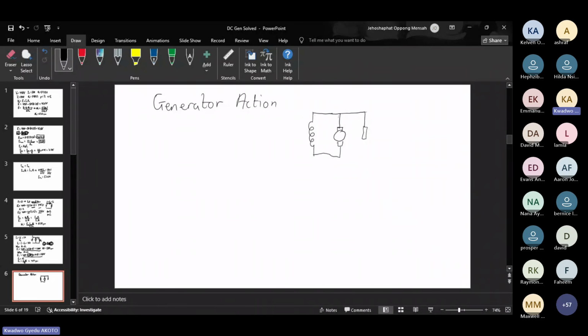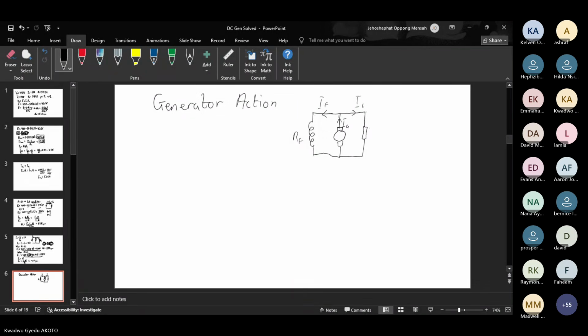As a generator, we are going to have the connections like this. We will have our IF here, our RF here, our IA here, and our load current, let's call it IL here, right? With our terminal voltage VA.